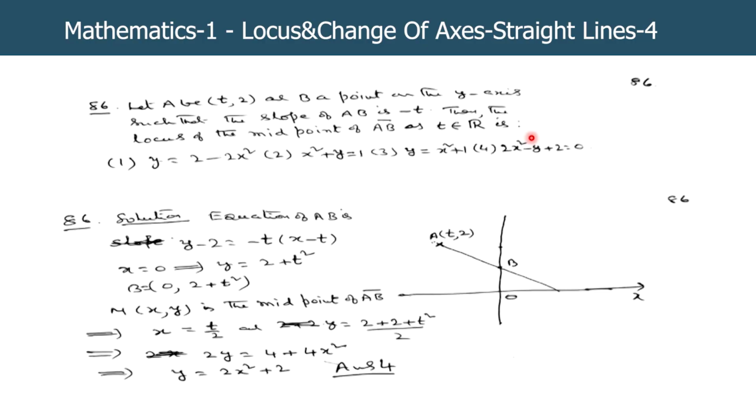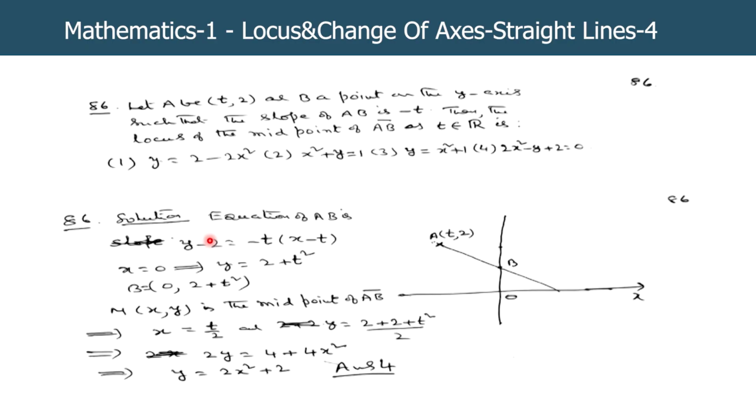Next. Now problem number 86. Let A be (t, 2) and B a point on the y-axis such that the slope of AB is -t. Then the locus of the midpoint of AB as t takes real number values is: first, y = 2 - 2x²; second, 2x² + y = 1; third, 3y = x² + 1; and fourth, 2x² - y = 2.